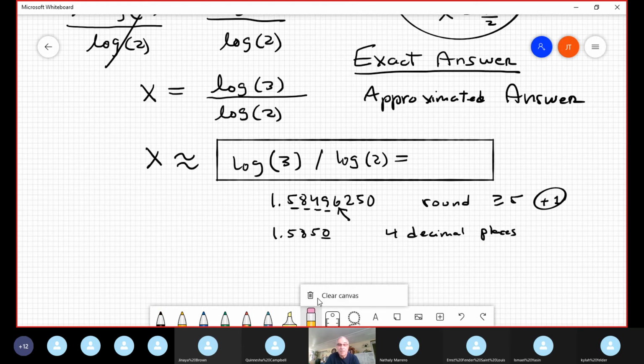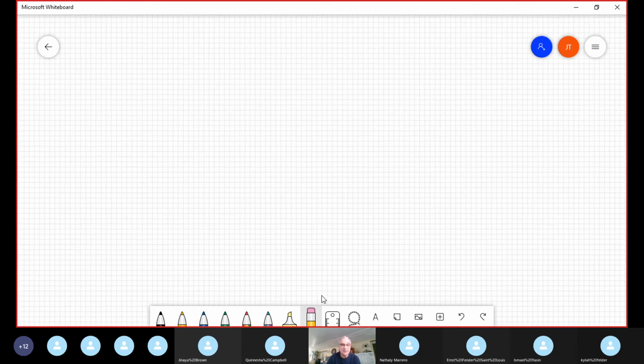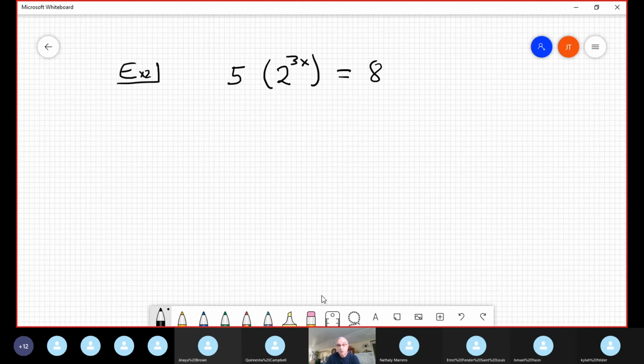Another problem. Another exponential, ugly, nasty exponential equation. Suppose example 2 is 5 times 2 to the 3x equal 8. Okay, well, we're using the imagination, no? Okay.